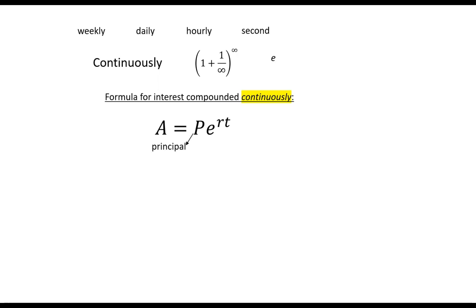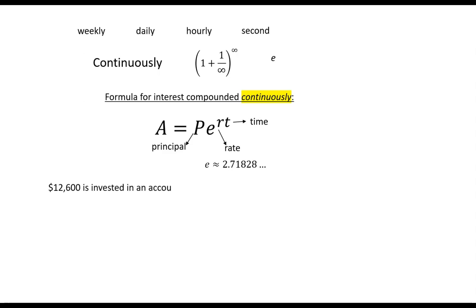Again, P is the principal. What's r? R is the interest rate. What's t? T is the time. What's e? E is not a variable. E is a number. E is the natural base, 2.71828, and so forth.